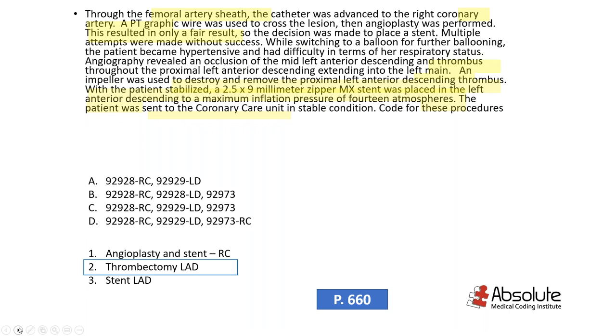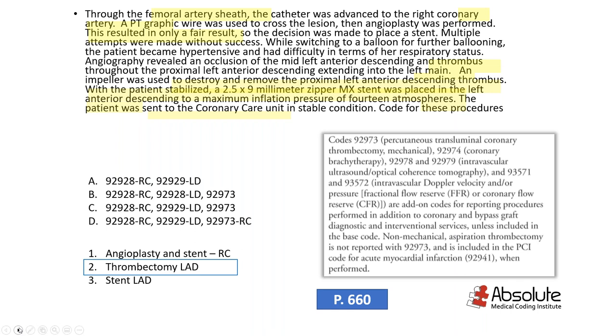So let's look at page 660. It tells us that codes 92973, which is percutaneous transluminal coronary thrombectomy, mechanical, 92974, 92978, 92979, 93571, and 93572 are add-on codes. These are for reporting procedures performed in addition to coronary and bypass graft diagnostic and interventional services, unless, of course, they're included in the base code. Non-mechanical aspirational thrombectomy is not reported with 92973, and it's included in the PCI for acute myocardial infarction, which is code 92941, when that is performed. Do we have a situation with the AMI here? We do not. So that last part doesn't apply, correct?